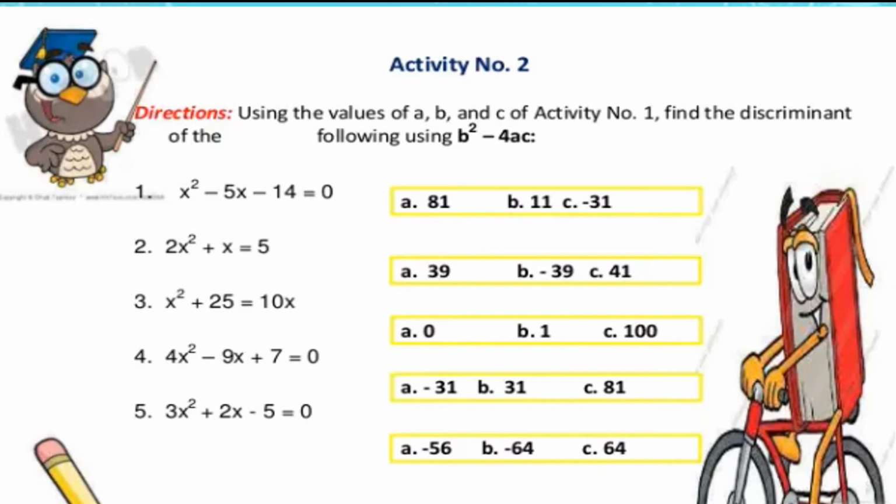ito naman ay solving for the value of the discriminant. So, given these numbers or equations, will you please find the value of the discriminant using the formula b squared minus 4ac. Try nyo nga po, 1 to 5.